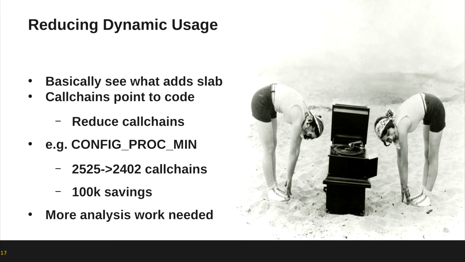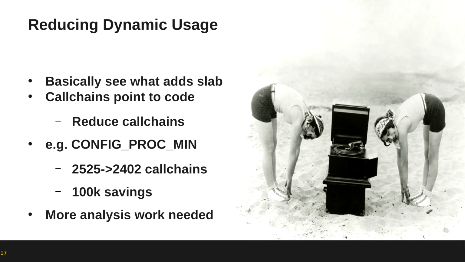And looking at this output is actually what convinced me to spend the time to create the config proc min config item. What I saw was a whole bunch of call chains that contain proc as the second to last entry, basically proc create, things like that. So I figured, if I can get rid of most of that, I can save those call chains, and in fact that's what I did. And I saved 125 call chains by doing that.